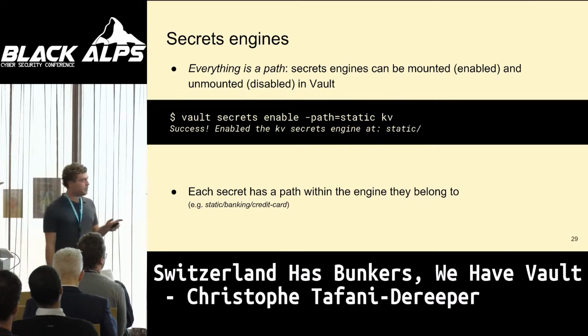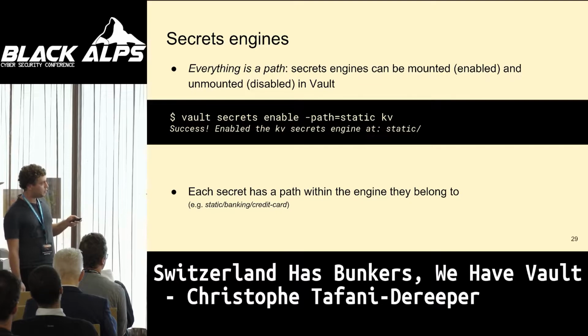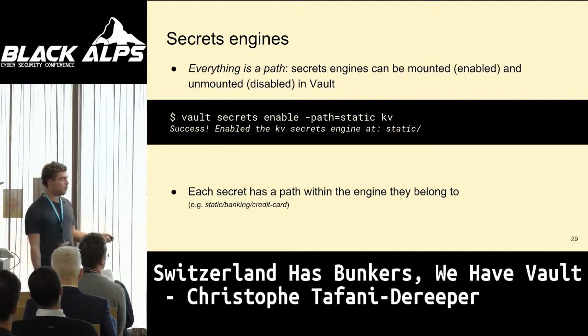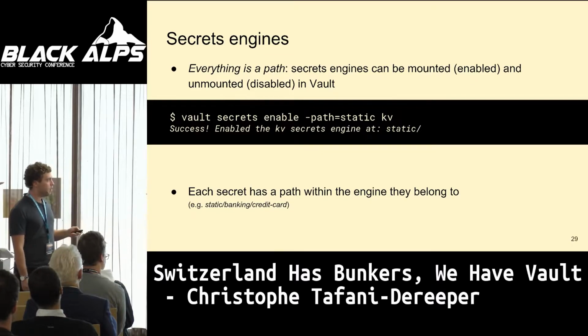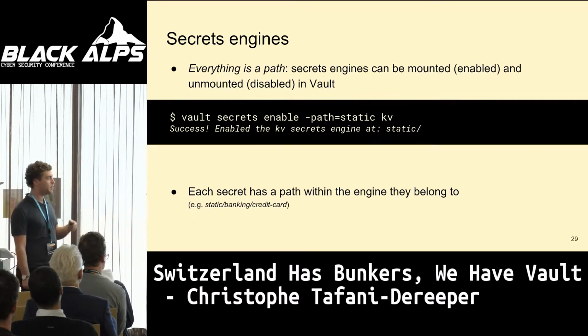So it's a bit like in Linux, where everything is a path. In Vault, everything is a path as well, and you can mount a secret engine under a certain path. So in this example, we are mounting the KV, the key value secret engine, on the path static, meaning that afterwards, once we have done it a single time as a Vault administrator, everything which will be under the path static will be managed by the Vault key value secret engine.